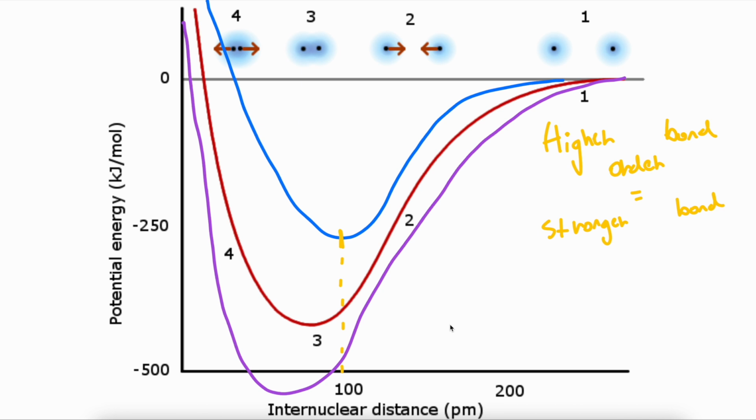So looking at this graph, what I want you to be able to tell is that the blue curve is a first order bond or a single bond. The red curve is a second order bond or a double bond. And the purple curve is a third order bond or a triple bond. You'll never really go above third order in your chemistry class. I also want you to clearly understand that the purple bond is going to be stronger than the red and the blue bond. And the red bond is going to be stronger than the blue bond.